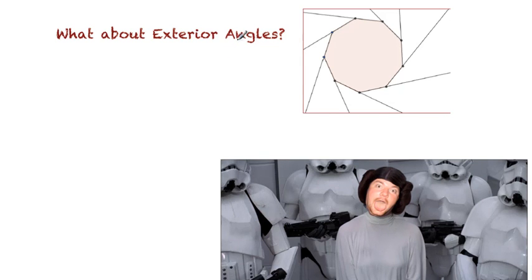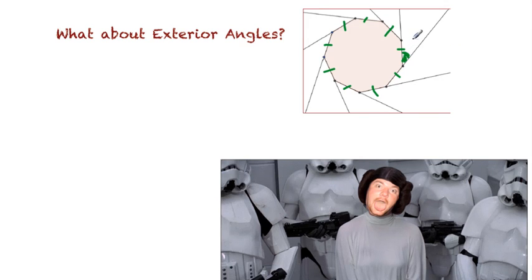What about exterior angles? Okay, so if we want to know how many degrees are in the exterior angle here, well, what is this? First I'm going to count this. 1, 2, 3, 4, 5, 6, 7, 8, 9. So this is a nonagon, or a 9-gon. You can think of it either way. So how many degrees are in the external angle?